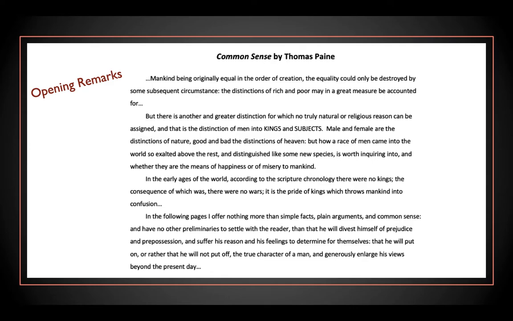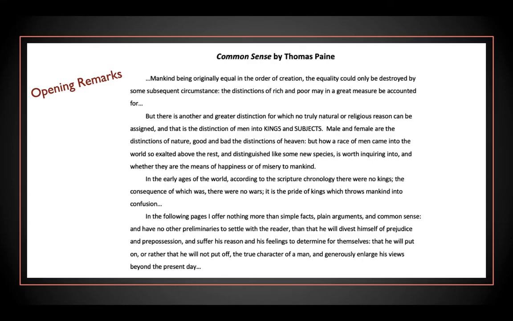So, from this, I hope that you can see what Paine's view of kings is. He doesn't believe that kings were appointed by God, okay? He doesn't believe that they are better than anybody else, and he believes that society would be better without them.